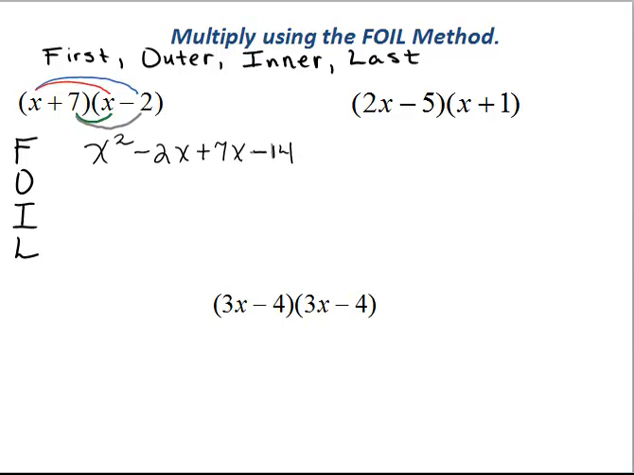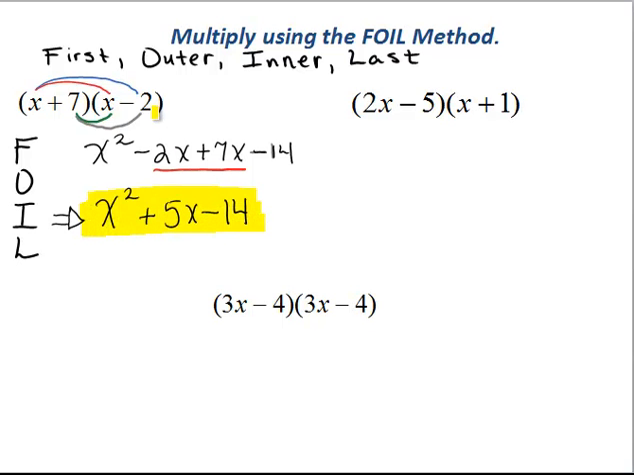Now we notice that the two terms in the middle are like terms, so we can combine them. The two terms sitting on the outsides are not. So we'll rewrite x squared, and then minus 2 plus 7 is a positive 5, so plus 5x minus 14. So we have simplified the polynomial expression through multiplication using the FOIL method. And here is our answer, x squared plus 5x minus 14.